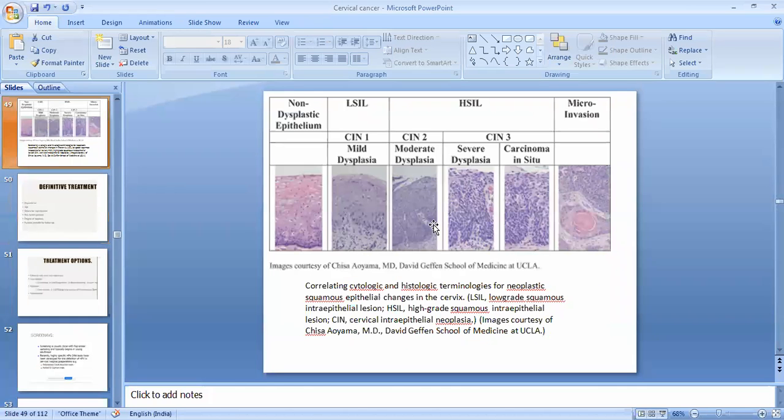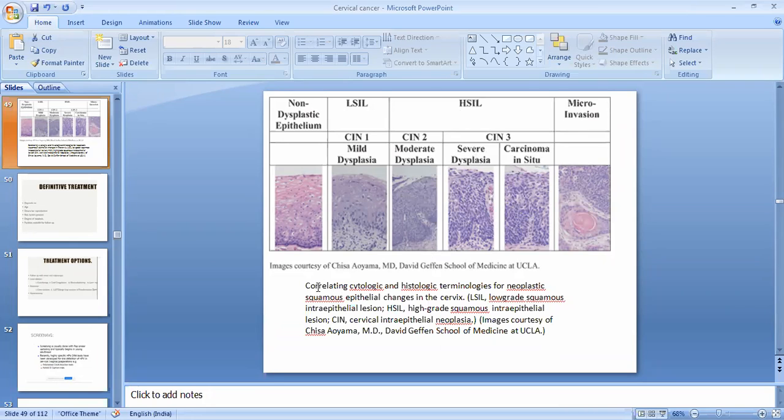Now the terms HSIL and LSIL are actually replaced with CIN1, CIN2, CIN3. LSIL is called CIN1, which is mild dysplasia. HSIL includes CIN2, which is moderate dysplasia, and CIN3, which is severe dysplasia, and carcinoma in situ also comes under CIN3. Invasion is not there in CIN3, so it is still under HSIL.